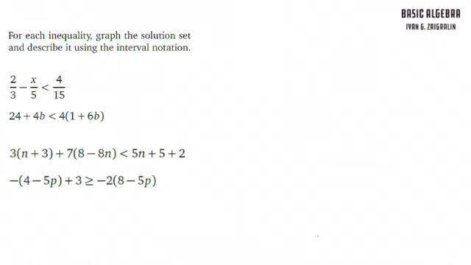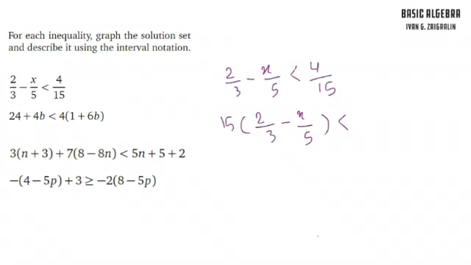The next inequality, 2 over 3 minus x over 5 is less than 4 over 15. And for this inequality, firstly we multiply each side by 15, which is a common denominator, so 15 times 2 over 3 minus x over 5 is less than 4 over 15 times 15.